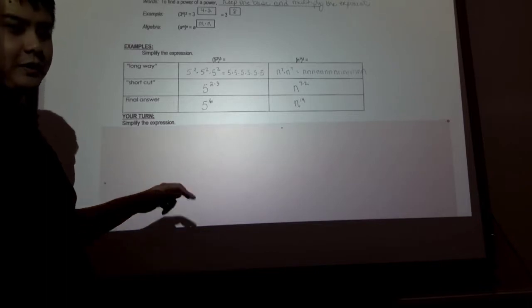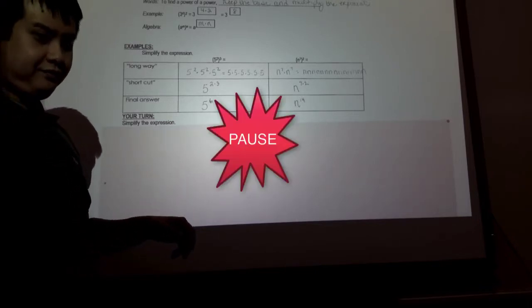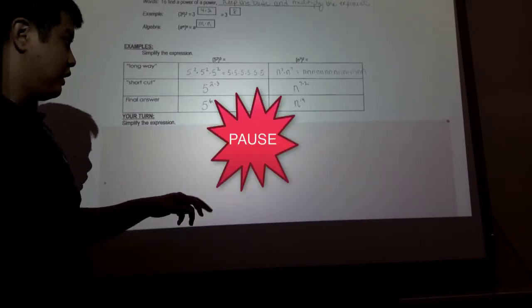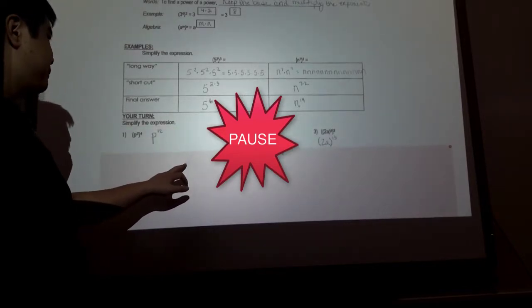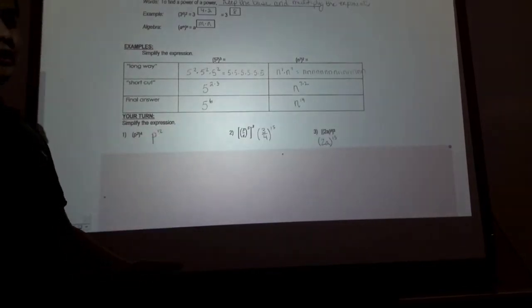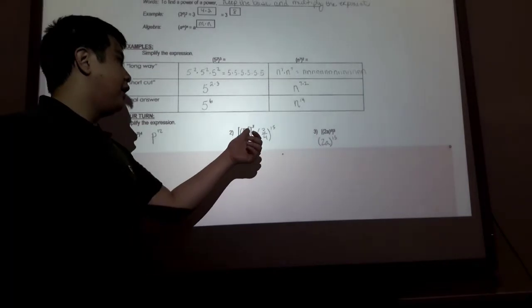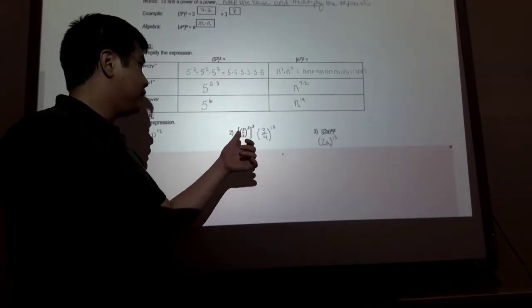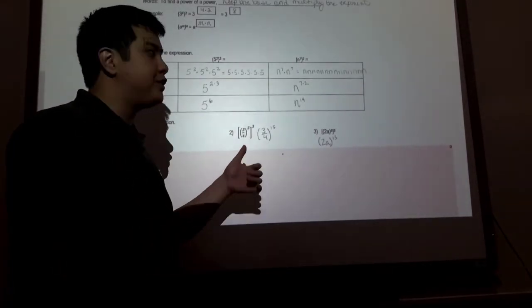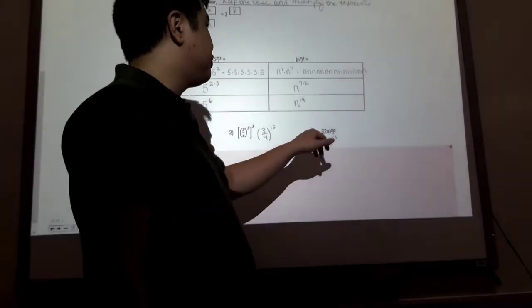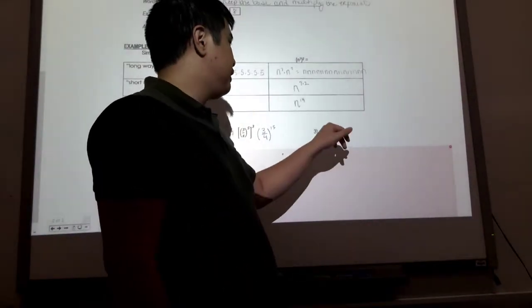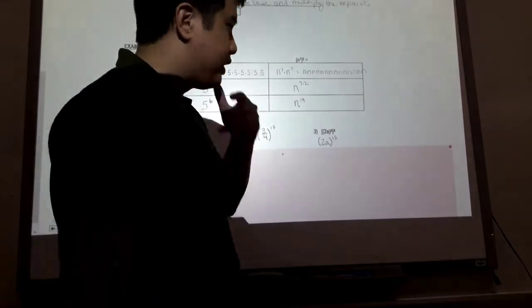Try the next couple of expressions on your own. What you should have gotten is p to the 12th, because 3 times 4 is 12. Over here, we have 3/4 to the 5th to the 3rd, which should have been 3/4 to the 15th. 2a to the 5th to the 3rd should be 2a to the 15th.